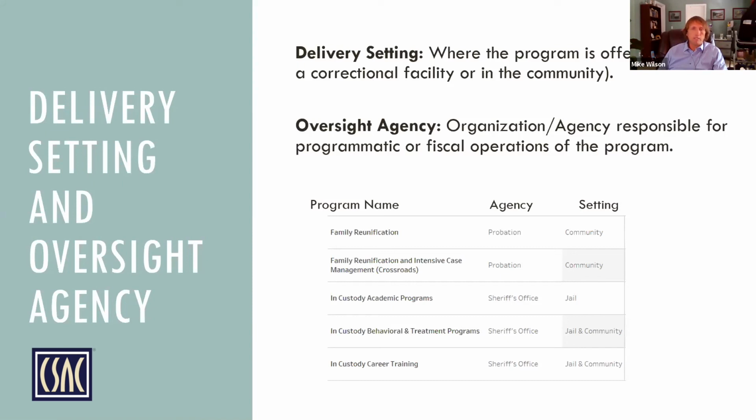Another example we found is often in jails where they're doing a program, and maybe because that individual's released early, that program's only partially completed, and then that individual's not getting the full dosage duration of that program, and probation may not know that that person already had part of that program, and so you don't have this continuum of care or continuity of services between probation and the sheriff's office.